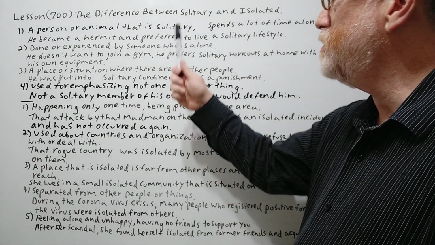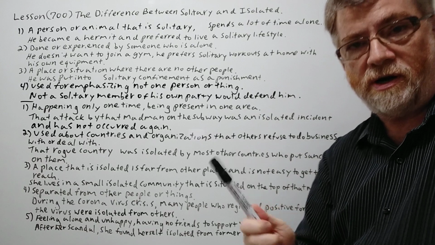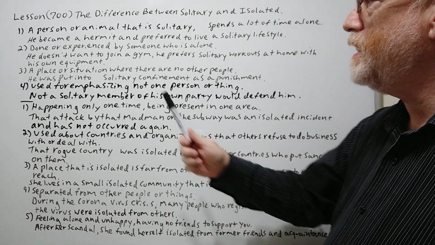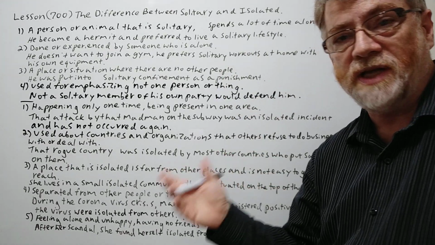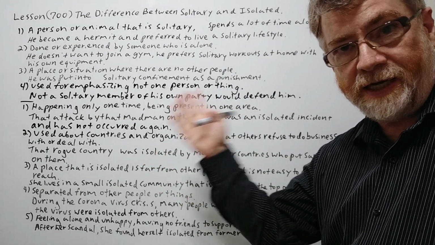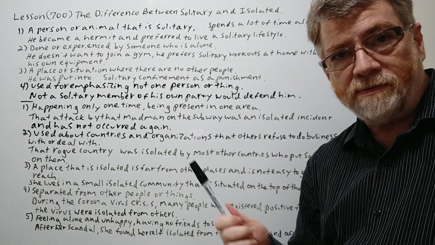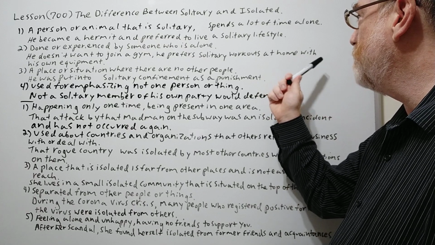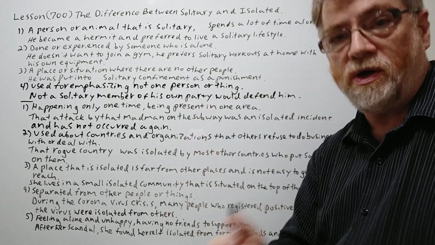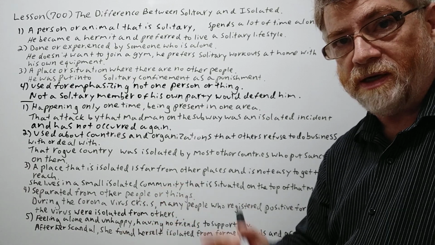Here's the first one. A person or animal that is solitary spends a lot of time alone. All right, and here's our first example. He became a hermit and preferred to live a solitary lifestyle. Now this one, he does prefer to be alone. Number two, done or experienced by someone who is alone. He doesn't want to join a gym. He prefers solitary workouts at home with his own equipment. This is another one where it's his choice. He chooses to be alone.